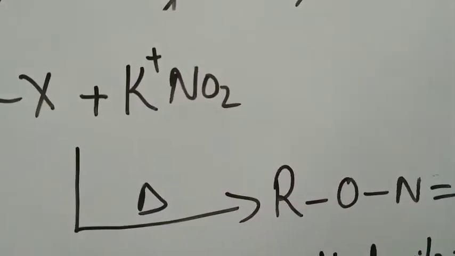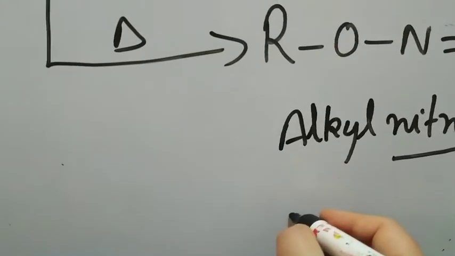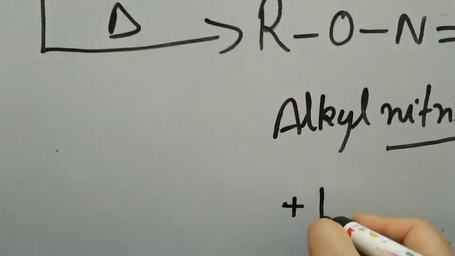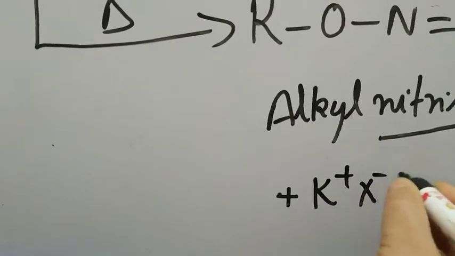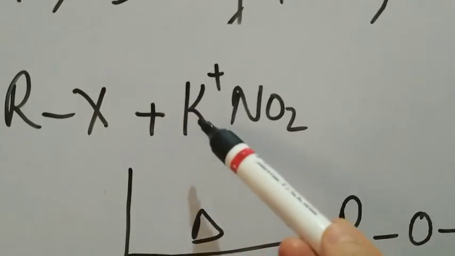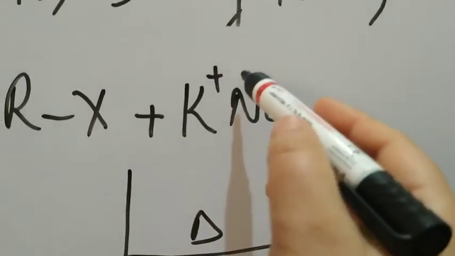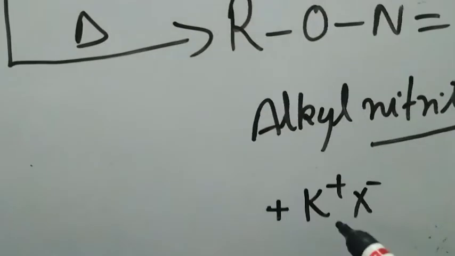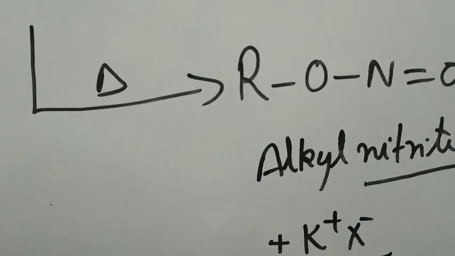So you have to keep all of these details. These are minor details, but these are crucial details. You have to keep all of these details in mind. This will obviously be a byproduct. It depends on which reagent you are taking here. We have taken a salt of potassium. Therefore, the byproduct will be a salt of potassium again. Right?